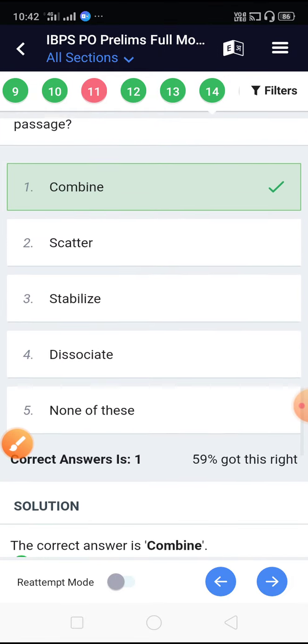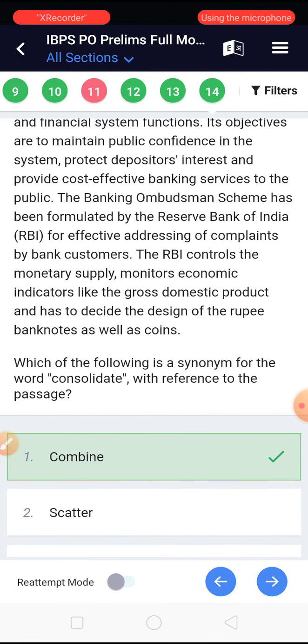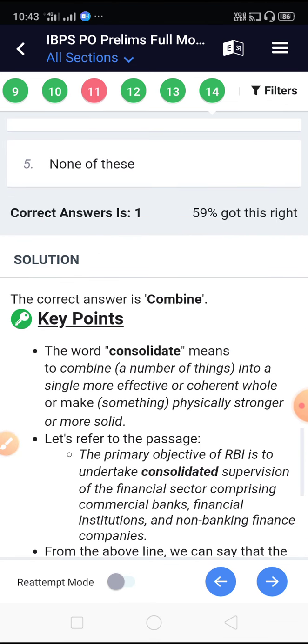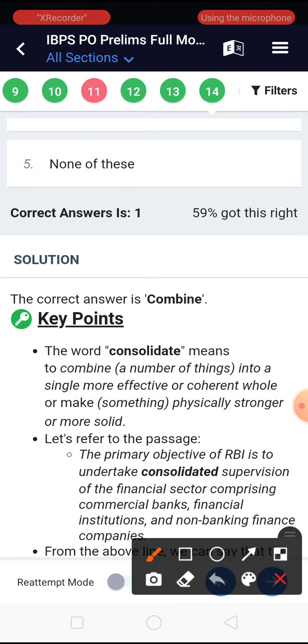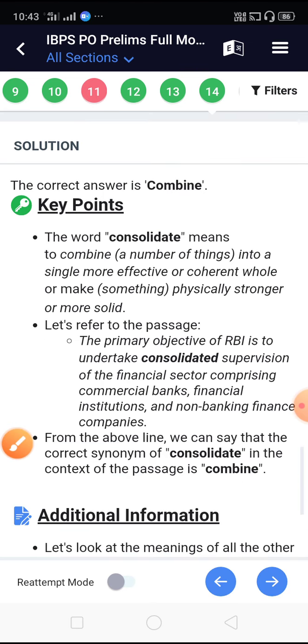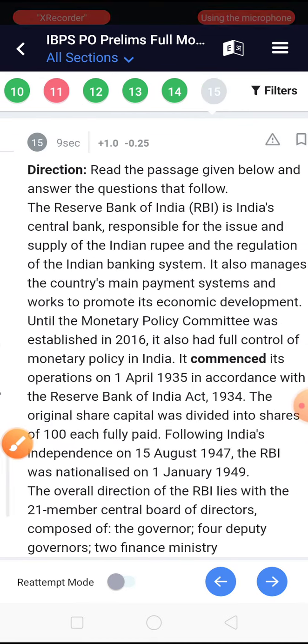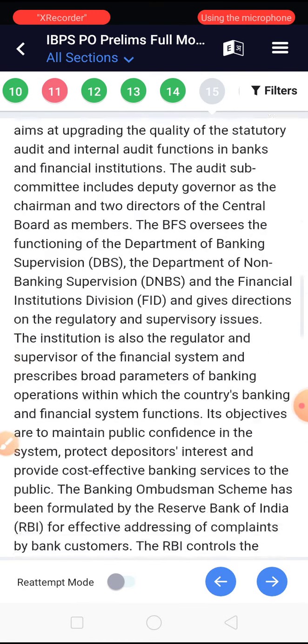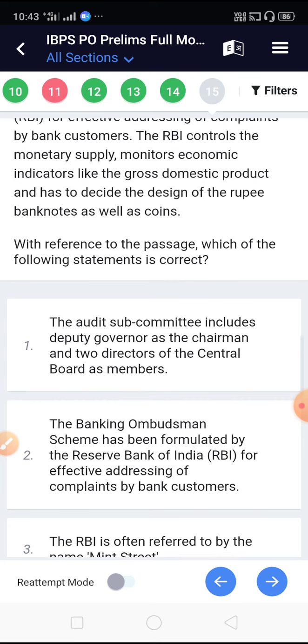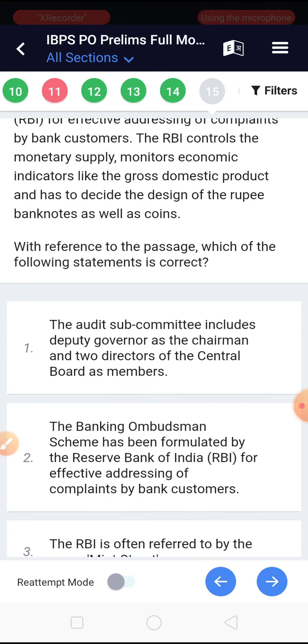14 का. Which of the following is the synonym of consolidated as used in the passage? Combine a number of things into a single more effective coherent whole, make something physically stronger, more solid. Passage considers vision. Which of the following statements are correct?